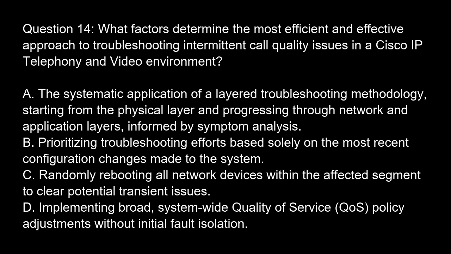Option B. Prioritizing troubleshooting efforts based solely on the most recent configuration changes made to the system. Option C. Randomly rebooting all network devices within the affected segment to clear potential transient issues. Option D. Implementing broad, system-wide quality of service (QoS) policy adjustments without initial fault isolation.